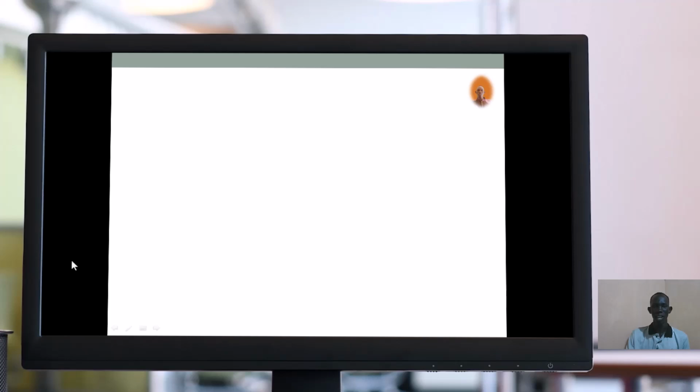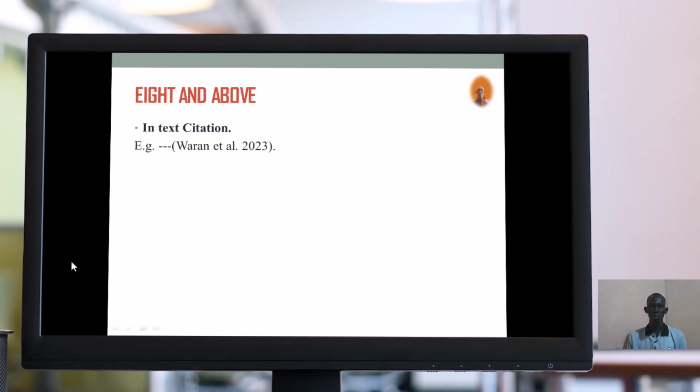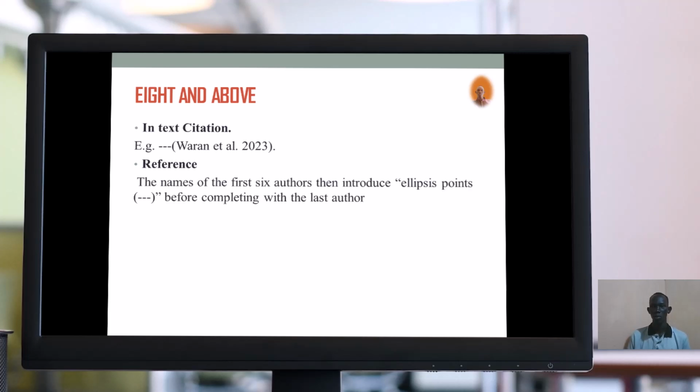When the authors are 8 or more, here we just use the word et al. There's nothing else we can put. We cannot put all their names, but we can use the word et al. in our in-text citation. And then in our reference, we introduce the ellipsis. You first write the first 6 authors, and then we are going to do the last author. The last author, that's when we introduce the ellipsis.